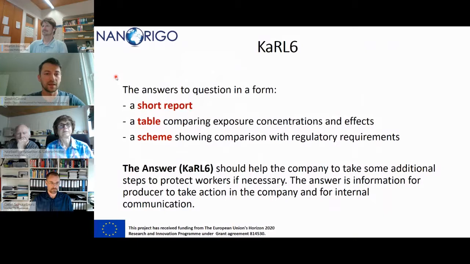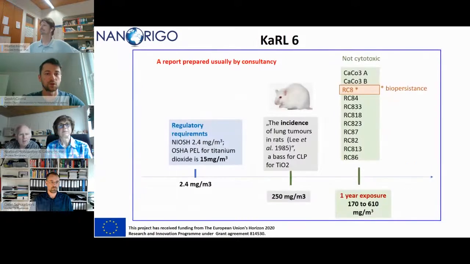And following this, KaRL 6 would be the formulated, actionable document, helping the industry, in this case, to resolve its task. For example, it can be a short report or a table comparing exposure concentrations or a scheme showing comparison with regulatory requirements. So basically, this actionable document helps the specific individual stakeholder to solve his need or task. Next one. So, and how can it look?